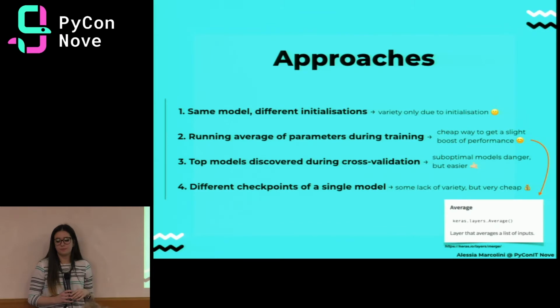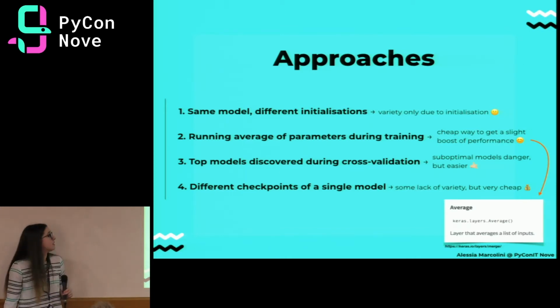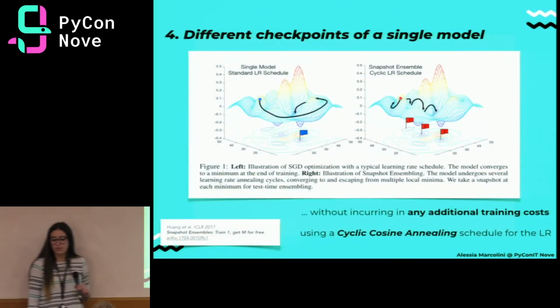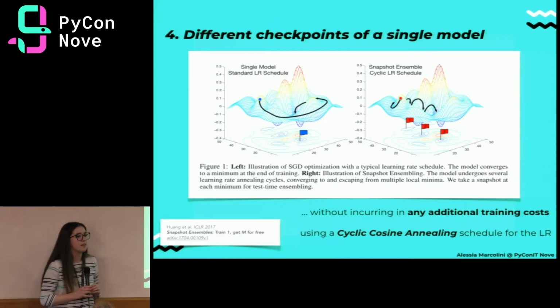Or you can take different checkpoints of a single model. If training is expensive, you can take different checkpoints of a single model over time and use them to form the ensembles. And at test time, average the predictions. This has the advantage that it's very cheap. This approach is presented in Snapshot Ensembles: Train 1, Get M for Free, by Huang et al.